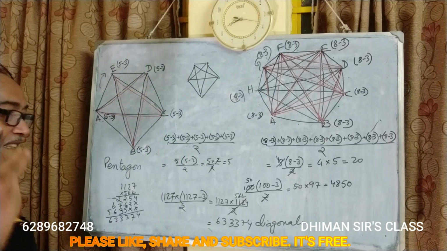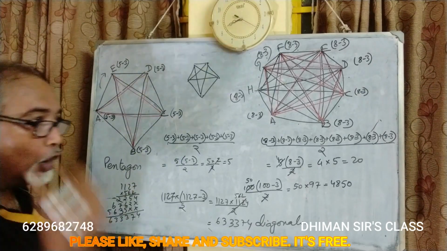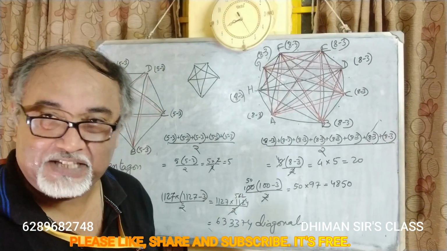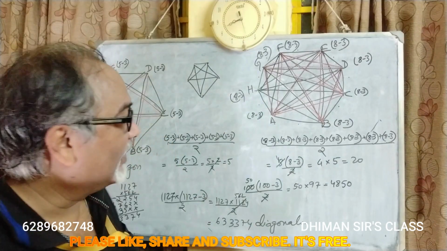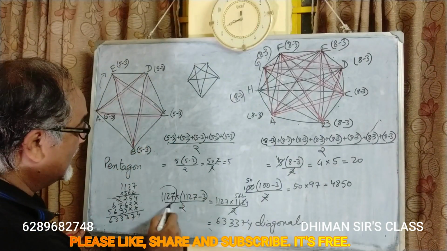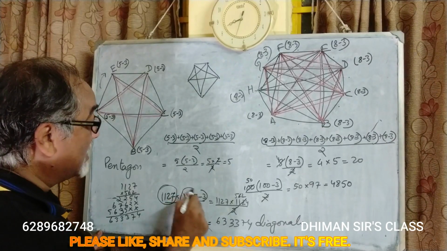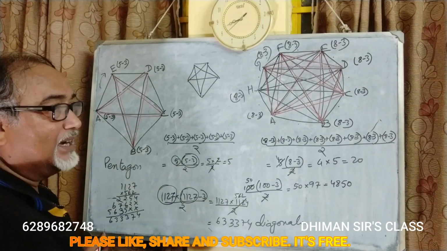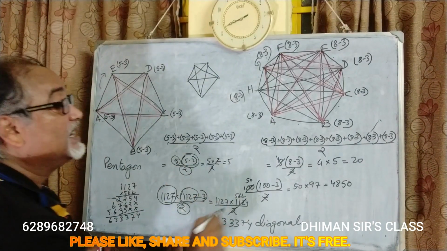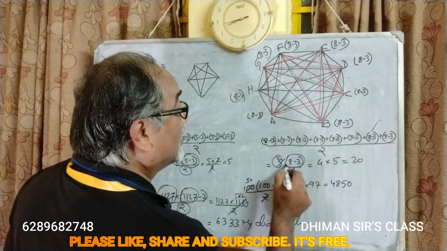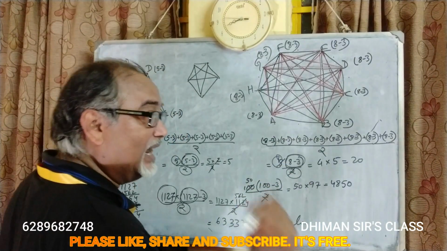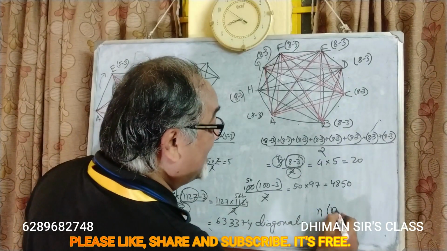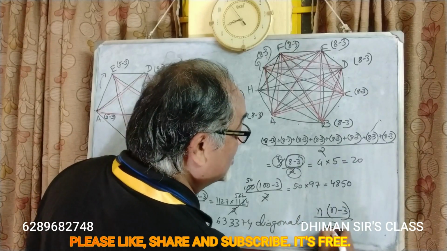Now this concept has to be converted into a formula concept, a generalized formula. How? Here what we saw was number of sides into number of sides minus 3, by 2. So let the number of sides be n. In that case it will be n into n minus 3 by 2. Finished.